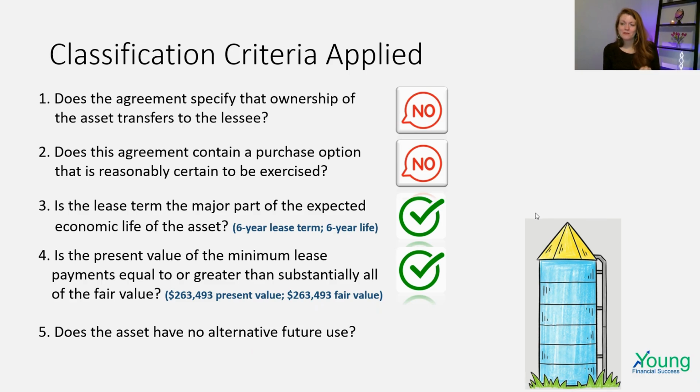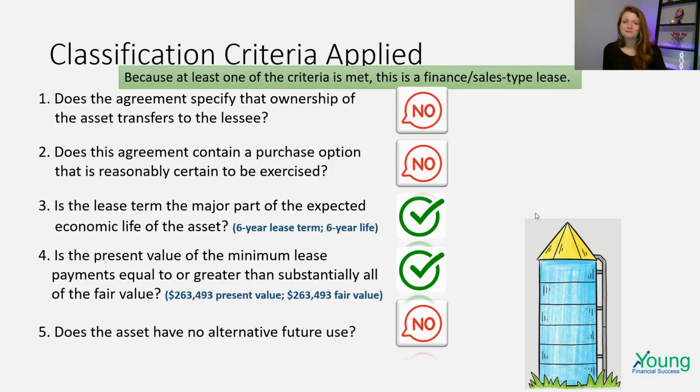And then if we look at number 5, does the asset have no alternative future use? It doesn't tell us that, but we only had to meet one of the 5 criteria. So really we could have stopped at number 3 and said, oh, this is clearly a finance sales type lease. So it does meet at least one of the 5 criteria, so we know how to classify it. So it's a finance lease for the lessee, for the borrower, and a sales type lease for the lessor, the one that is the owner of the asset.